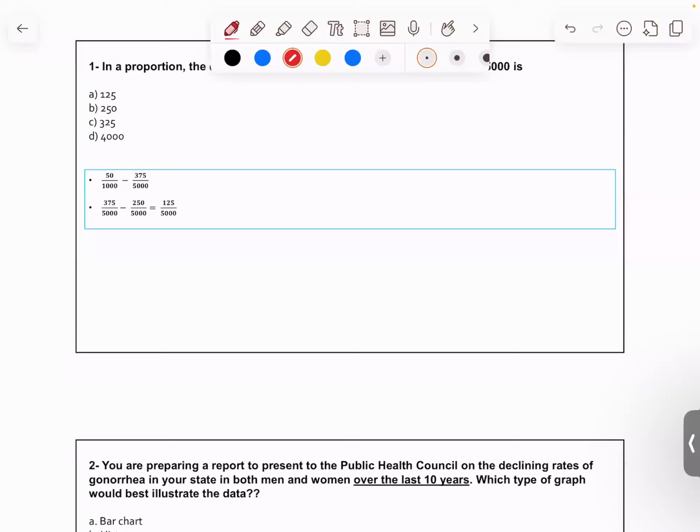1 over 20. Okay, convert the ratios into fractions. So for the 375 is to 5,000, meaning this one, 375 over 5,000. That will give you 3 over 40. Okay, the first was 50 over 1,000, meaning 50 divided by 1,000. So that will give you 1 over 20.